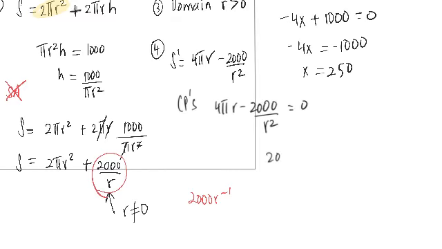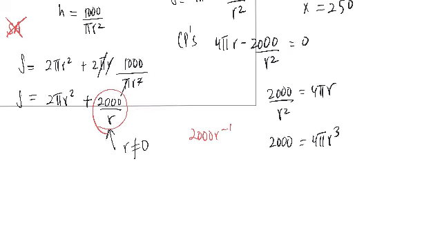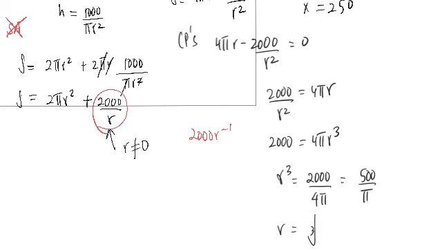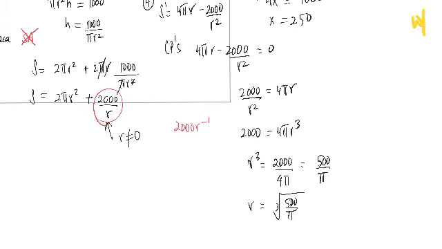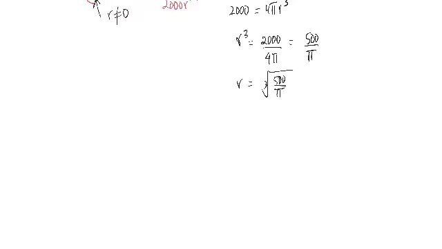So I get 2000 divided by r squared equals 4 pi r. Cross multiply, 2000 equals 4 pi r cubed. R cubed is equal to 2000 divided by 4 pi, or 500 over pi. So r is the cube root of 500 over pi. That is a decimal number. We can leave it like this for our answer. So r is equal to cube root of 500 over pi is my critical point.